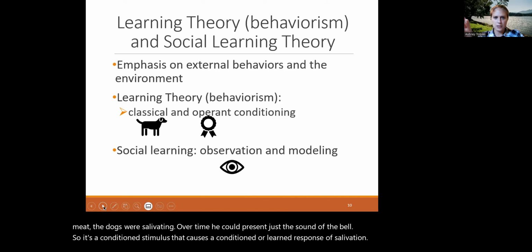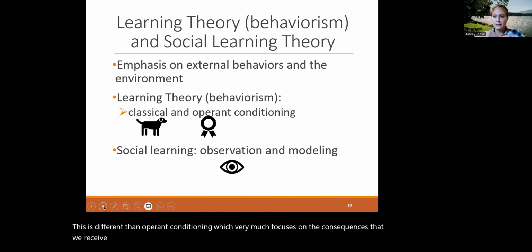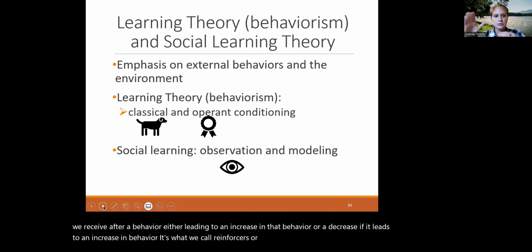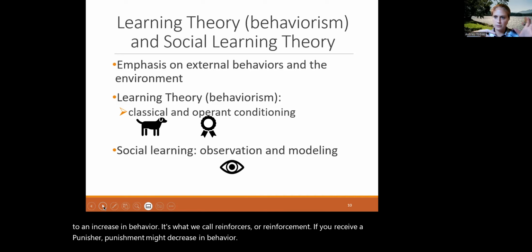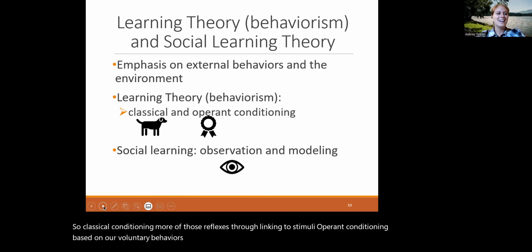This is different than operant conditioning, which very much focuses on the consequences that we receive after a behavior, either leading to an increase in that behavior or a decrease. If it leads to an increase in behavior, it's what we call reinforcers or reinforcement. If you receive a punishment, a decrease in behavior. So classical conditioning is more about those reflexes through linking stimuli. Operant conditioning is based on our voluntary behaviors, not just reflexes, and on those consequences leading to either an increase or decrease in behavior.